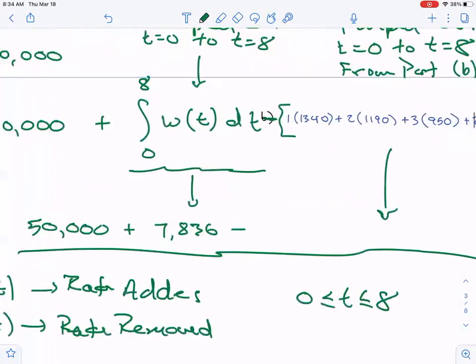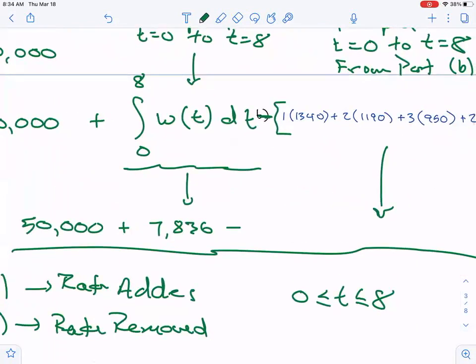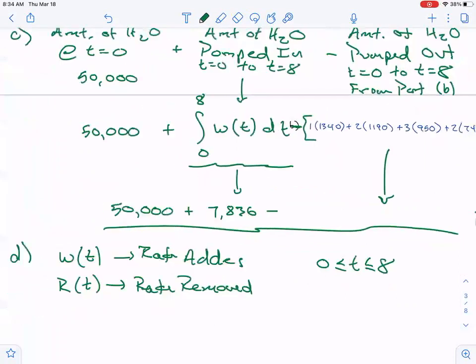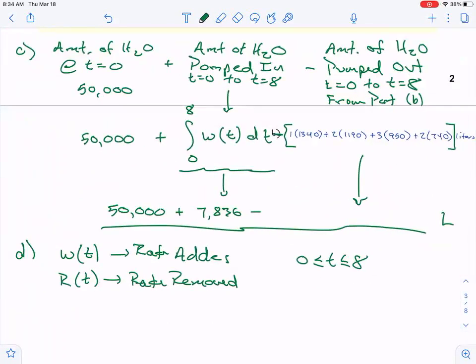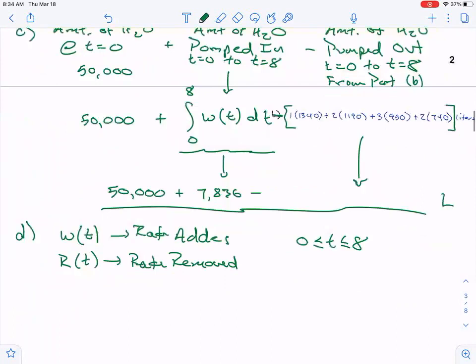Yeah, Max? I did. I'm guessing this last part. Yep. So it's the 50,000 plus the amount that's pumped in given by that definite integral minus the numeric answer I got for part B. You got it.